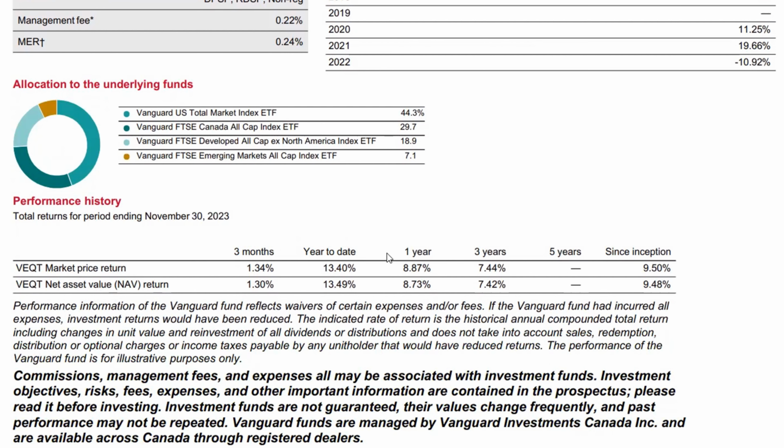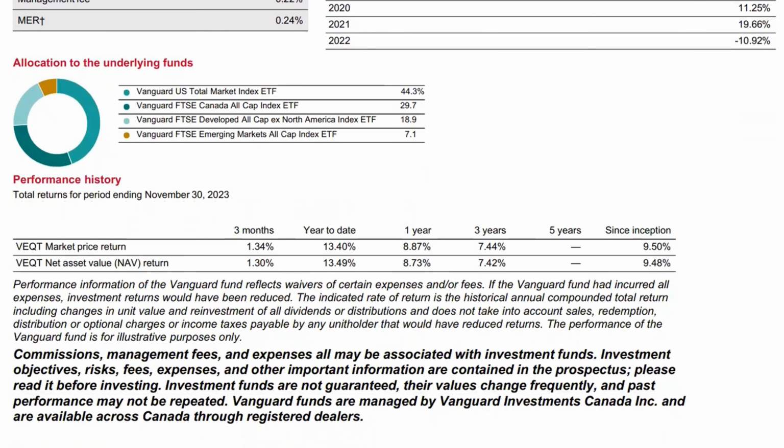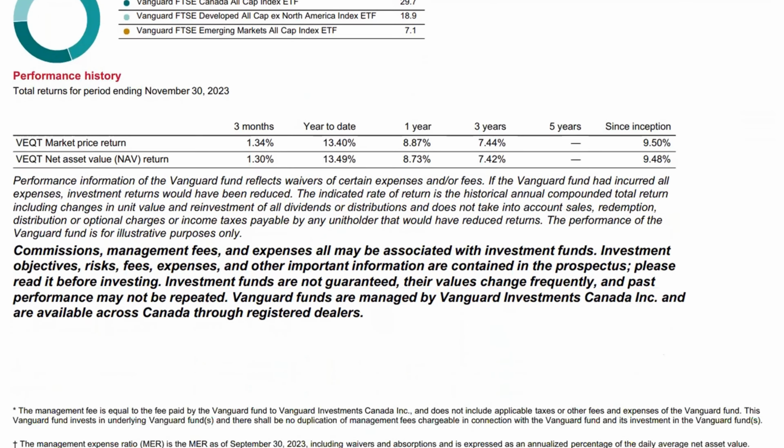Keep in mind the inception date for VEQT is different from XEQT. It was a bit earlier, so you can't exactly compare them head to head. But what you can compare is their 1-year returns or 3-year returns, because they both have those data points available, as well as, let's say, year to date or 3 months, if that's something that interests you.